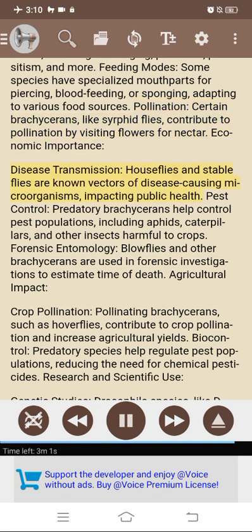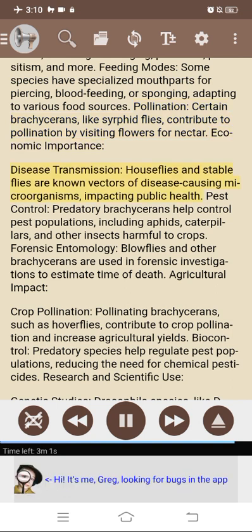Economic importance. Disease transmission. Houseflies and stable flies are known vectors of disease-causing microorganisms, impacting public health. Pest control. Predatory brachycerans help control pest populations, including aphids, caterpillars, and other insects harmful to crops. Forensic entomology. Blowflies and other brachycerans are used in forensic investigations to estimate time of death.